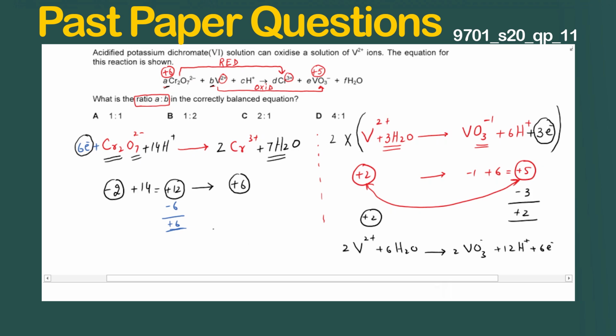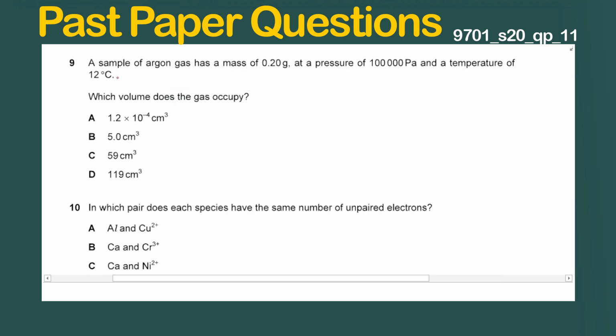There is only one coefficient with the chromate ion and 2 moles of the V2 positive. So 1:2 will be the answer. Let's have a look at this question now.